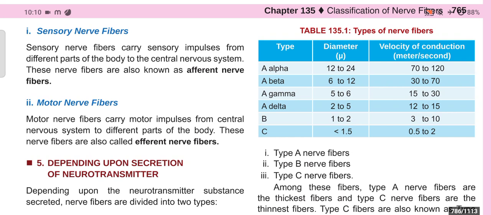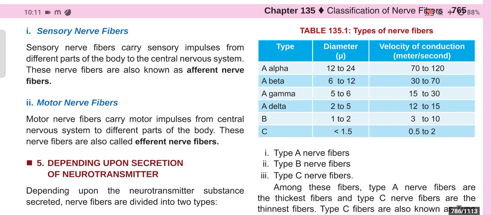A alpha, the diameter is 12 to 24 micron, and its velocity is 70 to 120 meter per second. A beta is 6 to 12 micron in diameter, and the velocity is 30 to 70 meter per second. Then A gamma, 5 to 6 micron diameter, 15 to 30 meter per second velocity. A delta, 2 to 5 micron diameter, and its velocity is 12 to 15 meter per second.